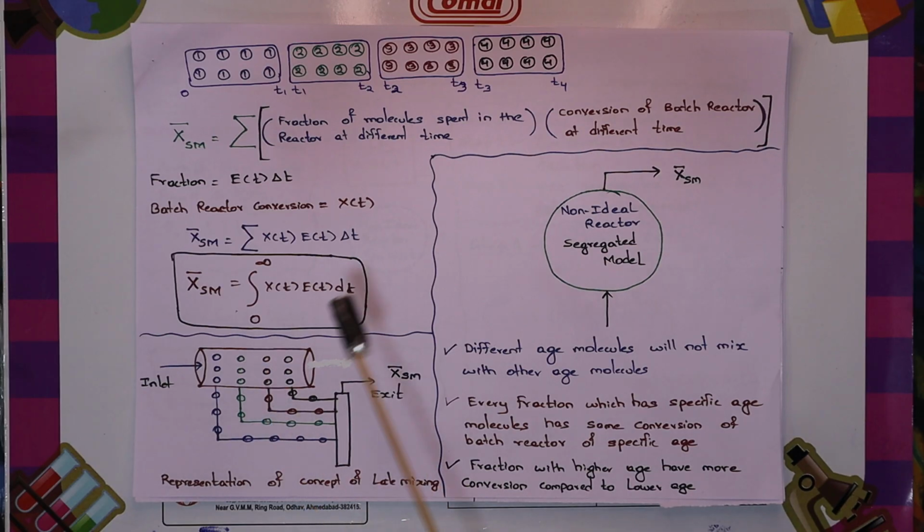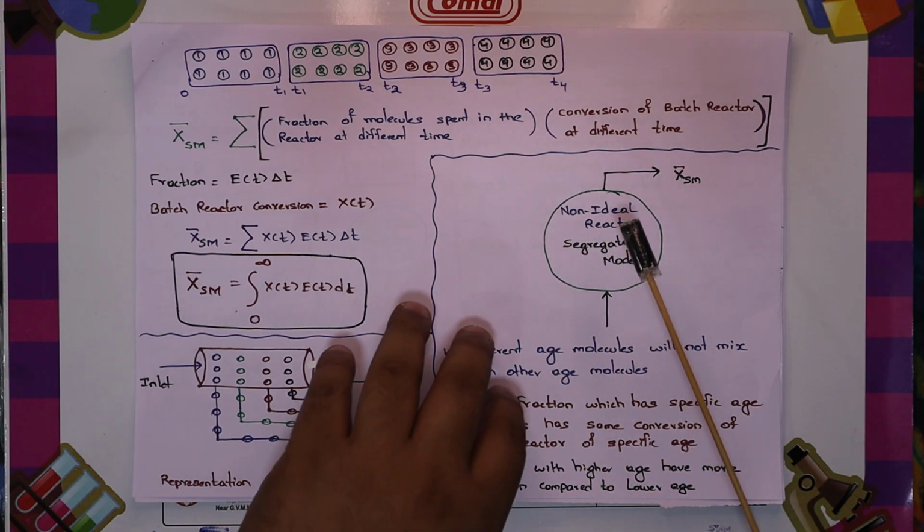So this is not a reactor. Whatever is happening in this non-ideal reactor, it could be a CSTR, a PFR, or a packed bed reactor. Any reactor can fit in this particular circle. In this circle, maybe this kind of thing is happening, so predicting the conversion is represented in this fashion. Some people call this scenario late mixing, because everything mixes at the final moment. Okay, so let us do a small example.